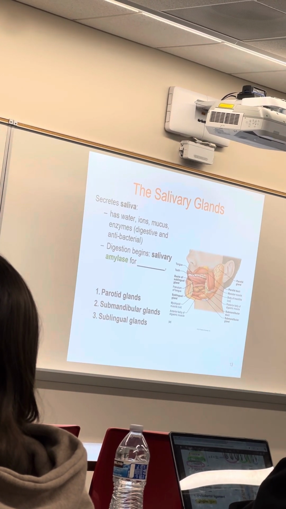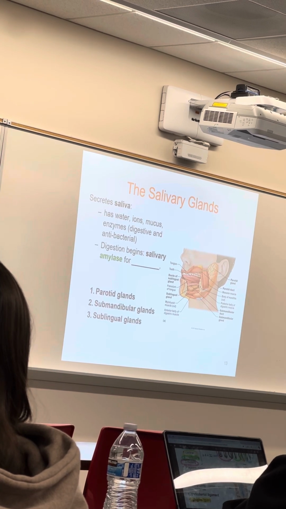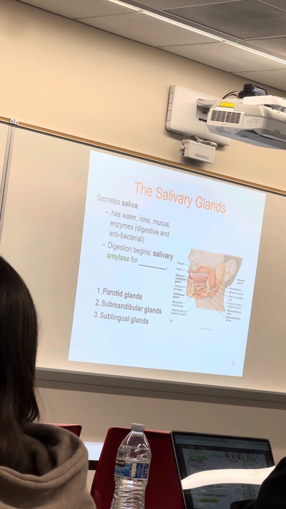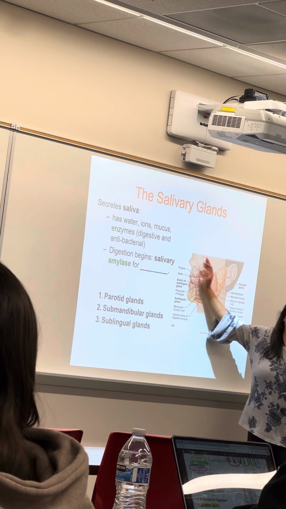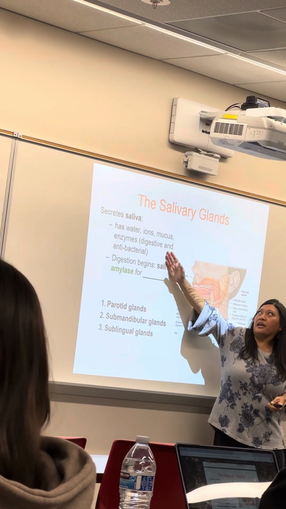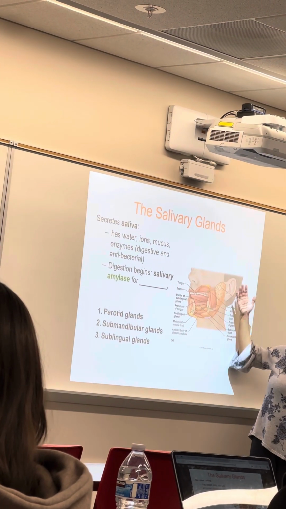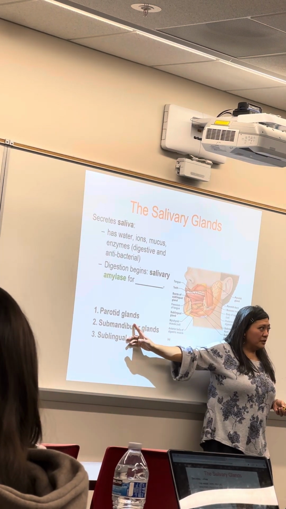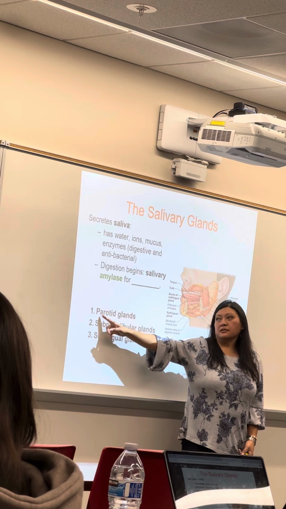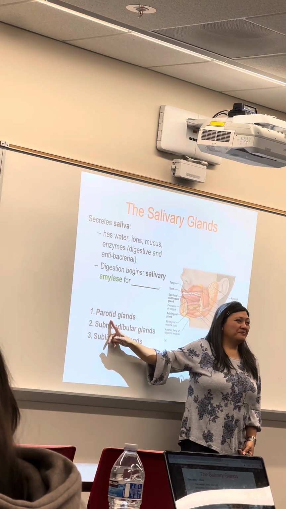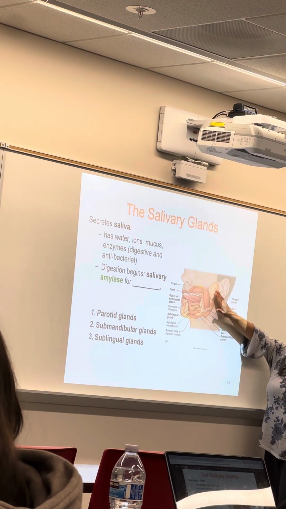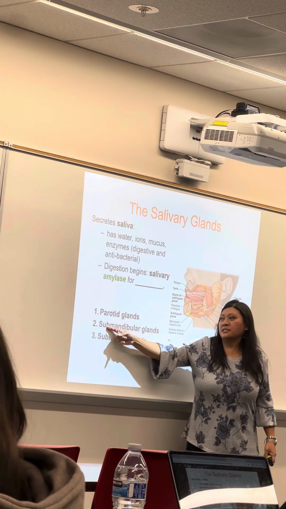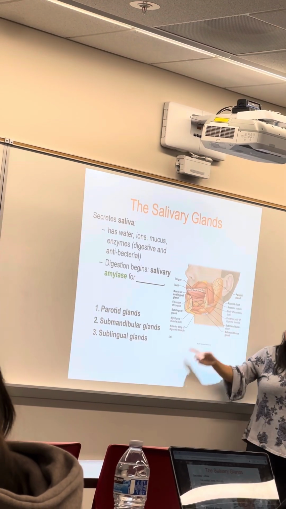Moving on, we've got the salivary glands now. Salivary glands, we still have not yet left the mouth. We haven't even gone to the esophagus yet. Okay, our other accessory organs here, the salivary glands. We have 3 salivary glands. Parotid, next to the ear. Submandibular, under the mandible.